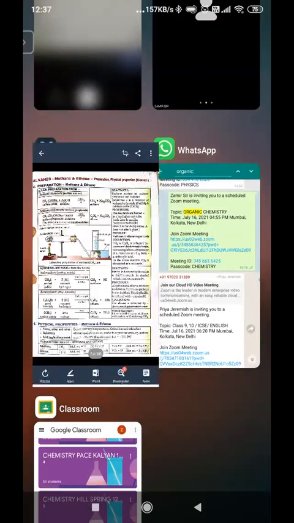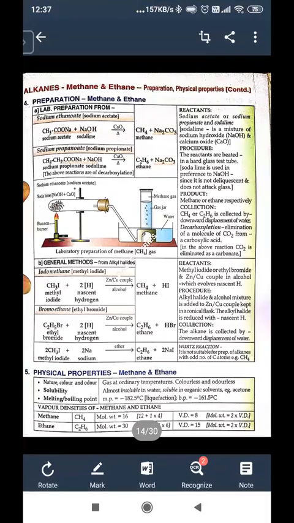Last point of today's lecture: physical properties of methane. The physical properties are nature, color and odor. Methane and ethane are gases at ordinary temperature. Up to 4 carbons they are gases, from 5 to 17 they are liquid, and 17 and above they are solid. Methane and ethane are colorless and odorless gases.